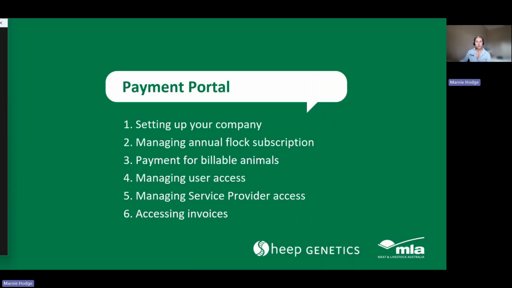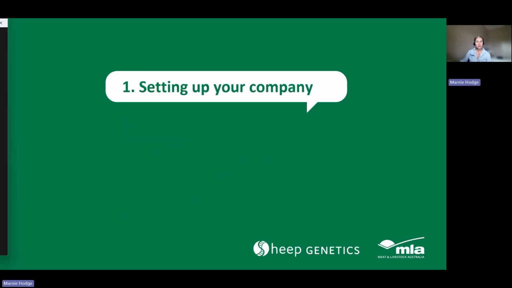To get this payment portal set up, you'll need to do a few things, including setting up your company. You can also manage your annual flock subscriptions and pay for billable animals through the payment portal, as well as manage both user access and service provider access, and also access invoices as well. We have recorded a series of videos as well as have some written documentation to help you work through this process. The first thing that you'll need to do is set up your company.